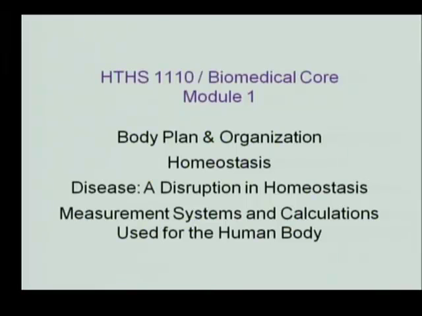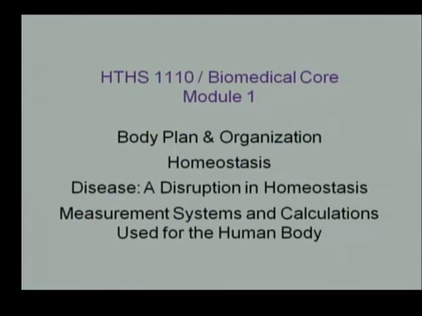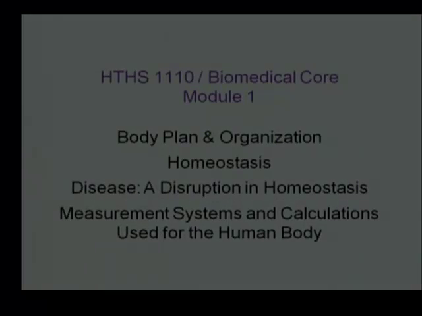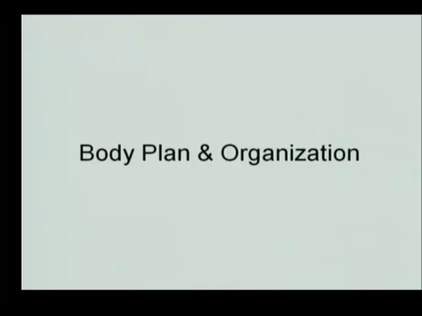This first module has a fairly long full title. It's called Body Plan and Organization, Homeostasis, Disease, a Disruption in Homeostasis, and the measurement systems and calculations used for the human body. Basically, we're just getting everything warmed up to give you the underlying fundamental information that you need to get through the rest of the course. So we're going to start with body plan and organization.